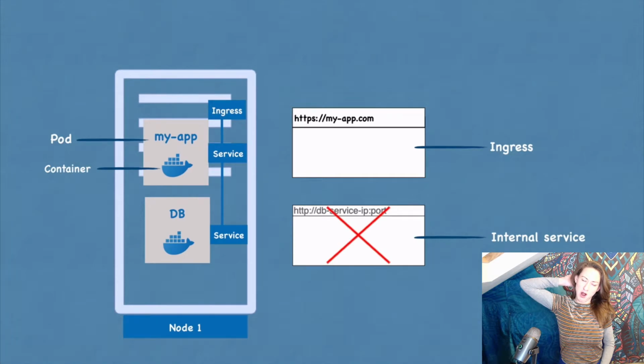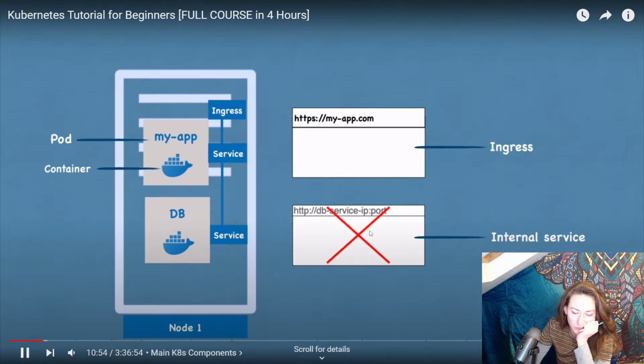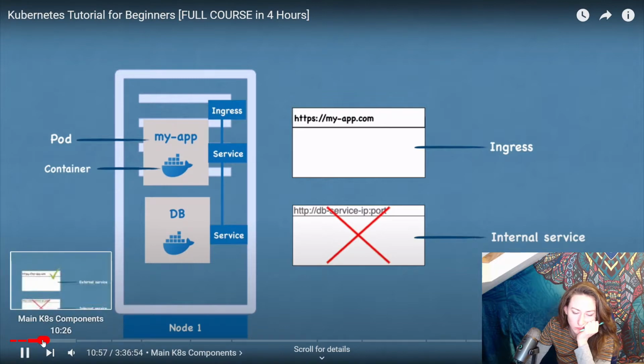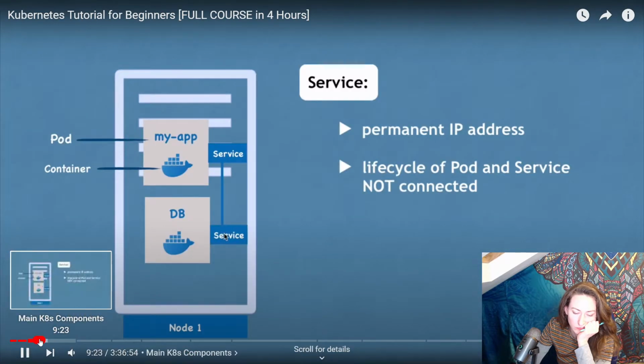So now we saw some of the very basic components of Kubernetes. And as you see, this is a very simple setup. We just have one server and a couple of containers running and some services. Nothing really special.